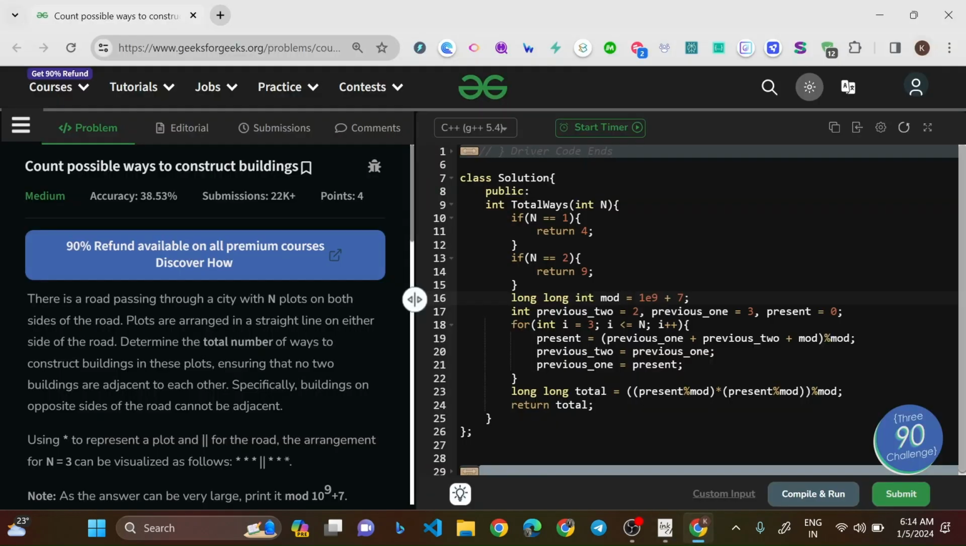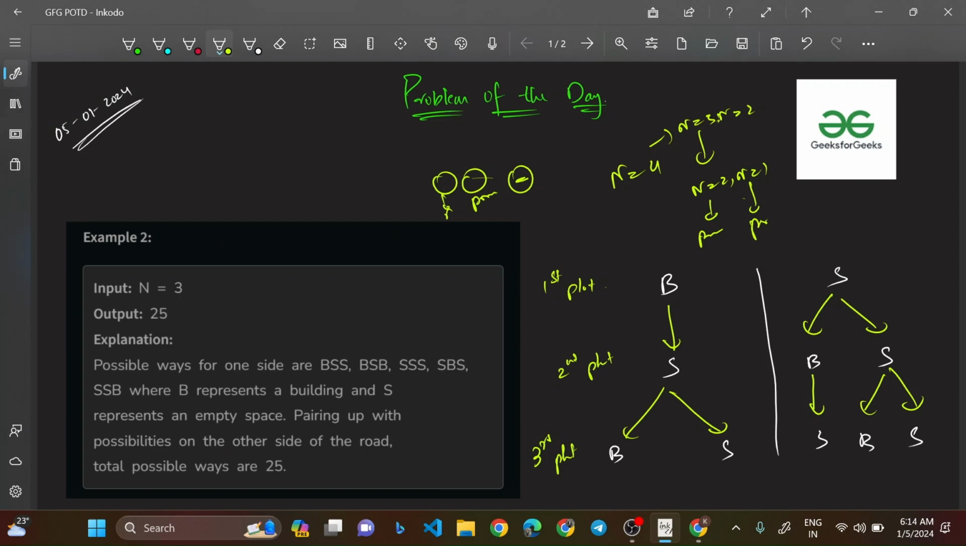Starting from i equal to 3, i less than or equal to n, i plus plus, your present value is equal to the sum of the previous two values: previous one plus previous two, plus mod, just to make sure it is not overflowing. Then after this, your previous two would be your previous one, and previous one would be your present, isn't it? Once you have calculated for this, if you wanted to calculate the next one, this would be your previous one and this would be your previous two, isn't it? Very simple. That's the reason I have updated the particular values.